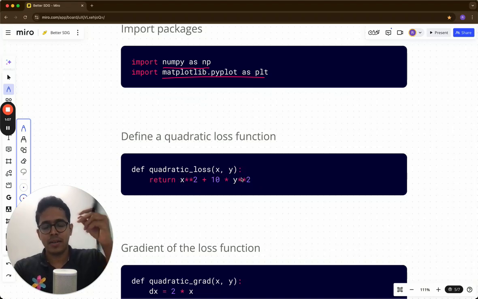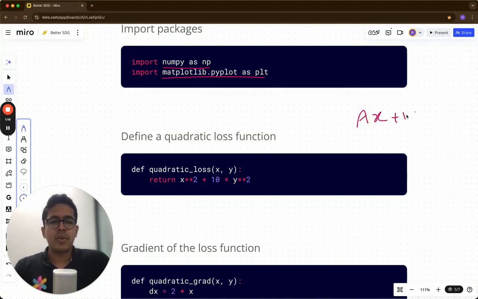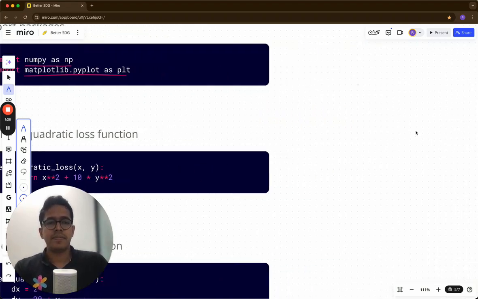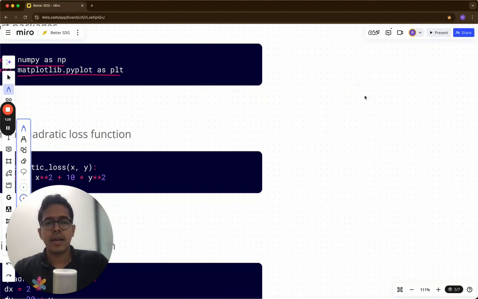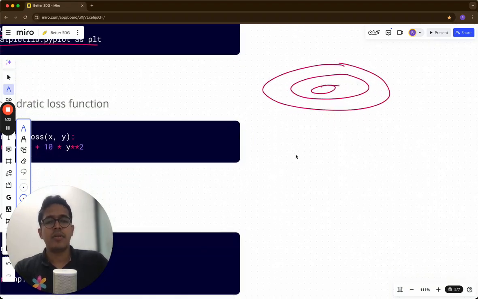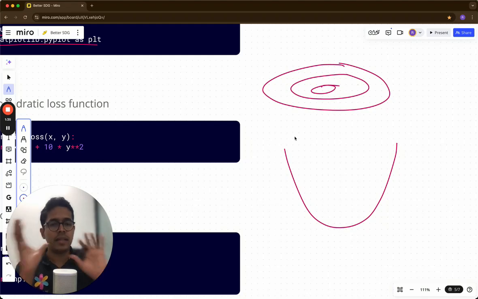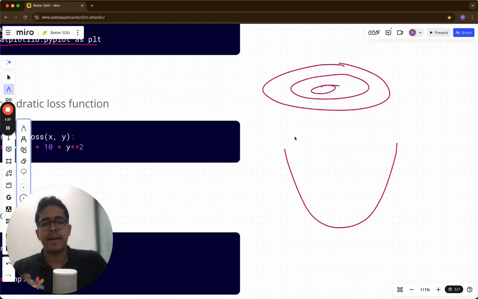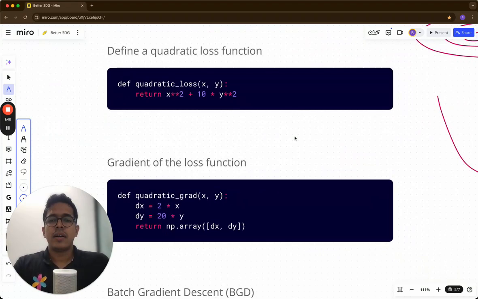The equation of an ellipse is, let's say, ax plus by. If you look at the gradient of this, it will look like elliptic circles. So this will have 3 dimensions. The shape of this function, from the top down, will look like concentric ellipses. But if you look from the sideways, it will look like this in 3D. It will have all directions. So this is the quadratic loss function.